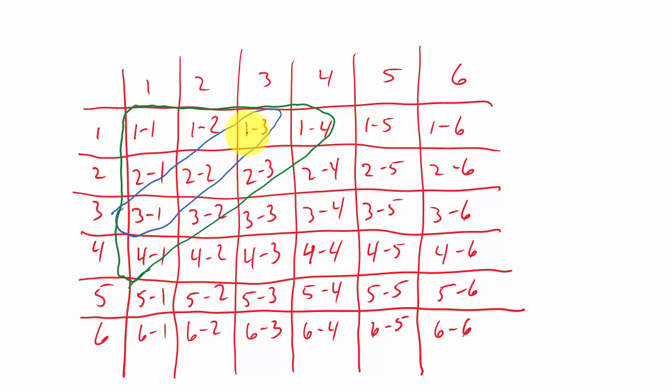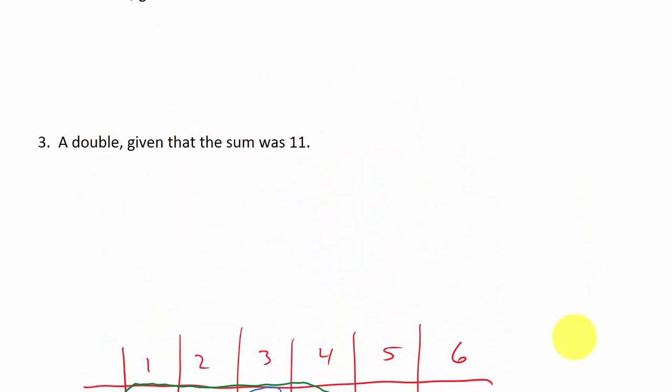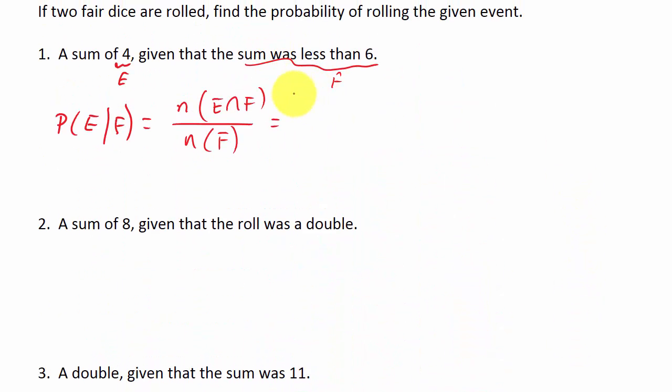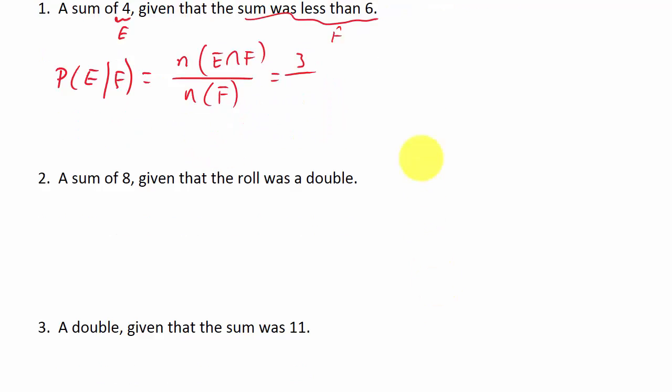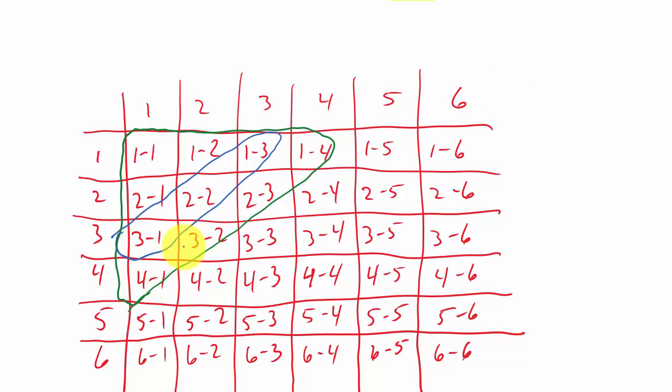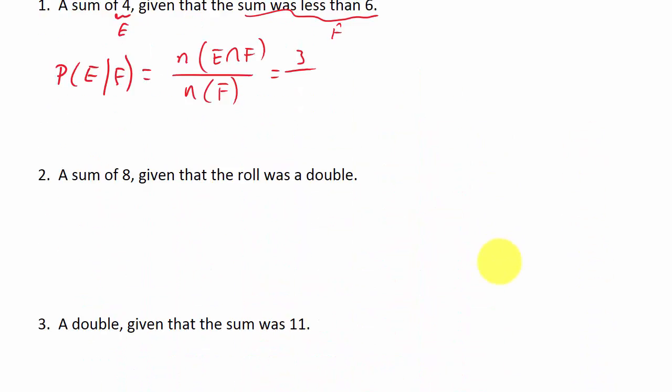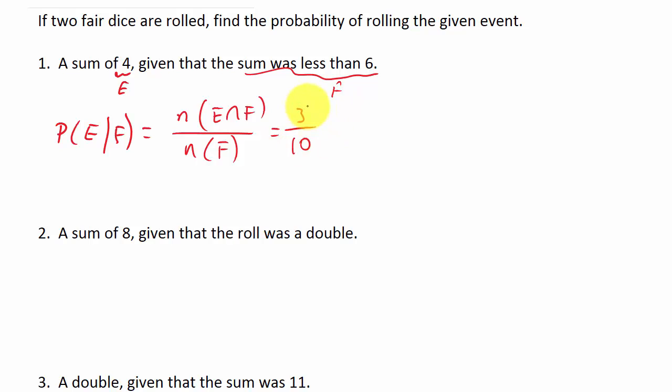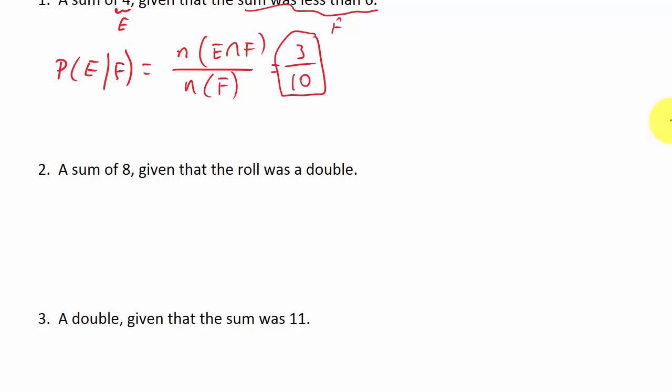Okay. So 3, 1, 2, 2, and 1, 3 is all in here. And in this one, it's in E and F. So there's 3 in there over how many are in F? 1, 2, 3, 4, 5, 6, 7, 8, 9, 10. And so we get 3/10. Okay, let's look at the next one.